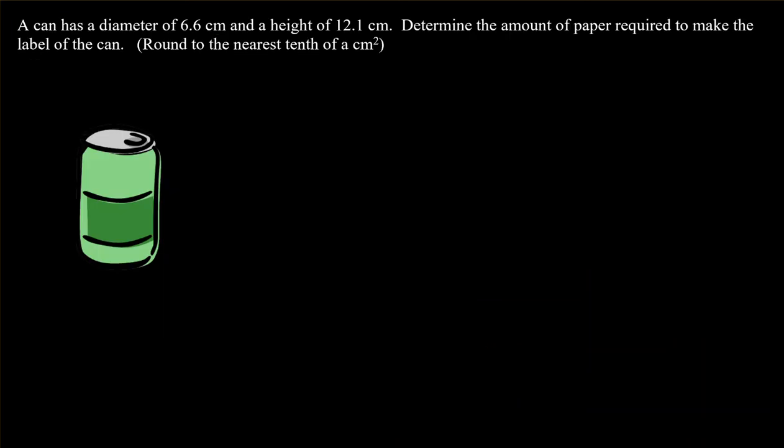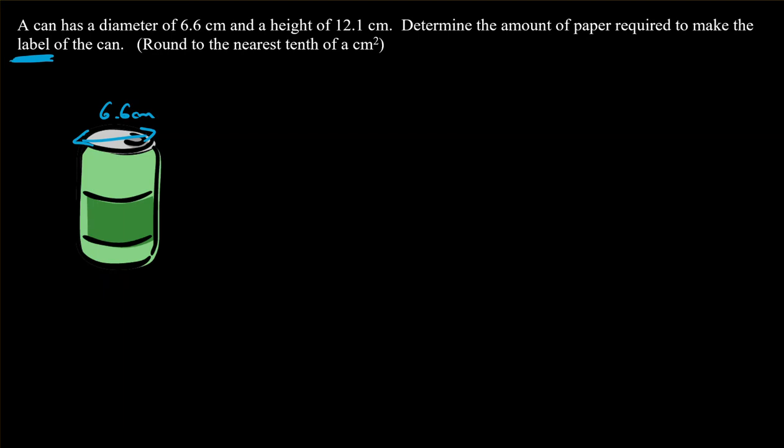Let's try another one. We've got a can that has a diameter of 6.6 centimeters, so all the way across the top is 6.6 centimeters. You should immediately notice that that's not normally what they give us, the diameter. We're going to need to find the radius of this. And we've got a height of 12.1 centimeters. Determine the amount of paper required to make the label of the can.